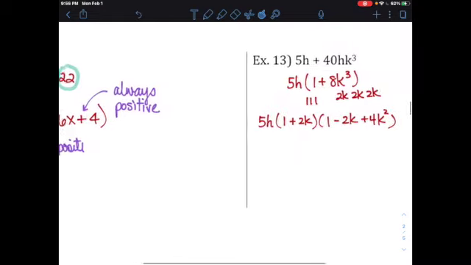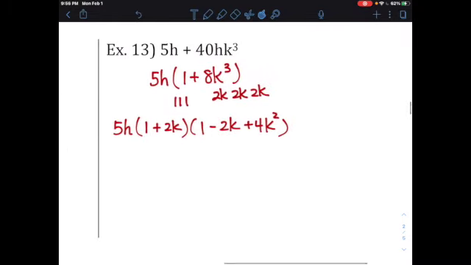So that's number 12. And then number 13, notice the problem has 5h in common, so I pulled out 5h. After that, there's only 1 left because 5h divided by 5h is 1. How do you write 1 multiplied by itself? Well, 1 times 1 times 1 is still 1, so I can write it 3 times. Then k to the third is 2k, 2k, 2k. And so when you plug in the parentheses, there's your answer: 5h times parenthesis 1 plus 2k times parenthesis 1 minus 2k plus 4k squared.